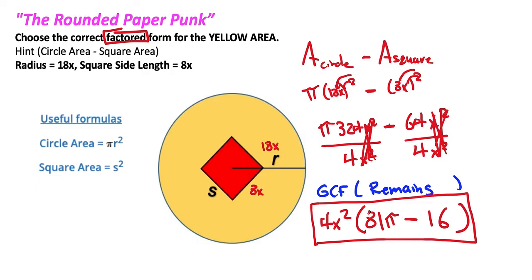All right, so a quick replay. What we did, we took the area of the circle, pi r squared, minus the area of a square, which is s squared. We followed our frying pan rules. We factored out a 4x squared. We put our GCF in the front, and we put our remains on the inside. Again, the remains happen when you actually do the division.